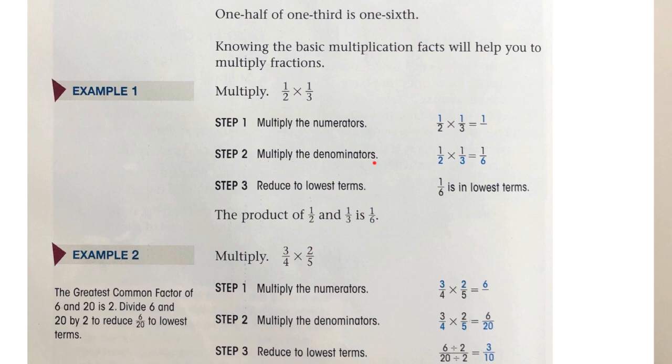Step 2, multiply the denominators. 2 times 3 is 6. Step 3, reduce to lowest terms. 1/6 is the lowest terms. So the product of 1/2 and 1/3 is 1/6.